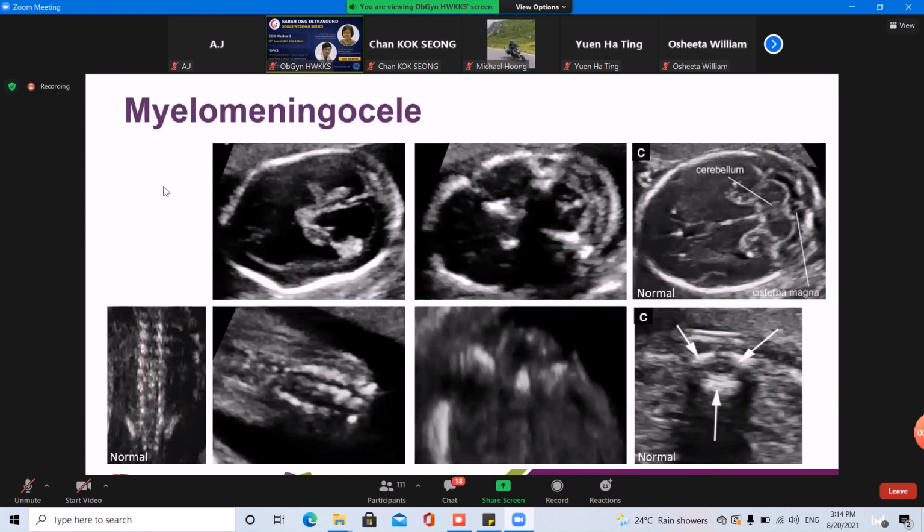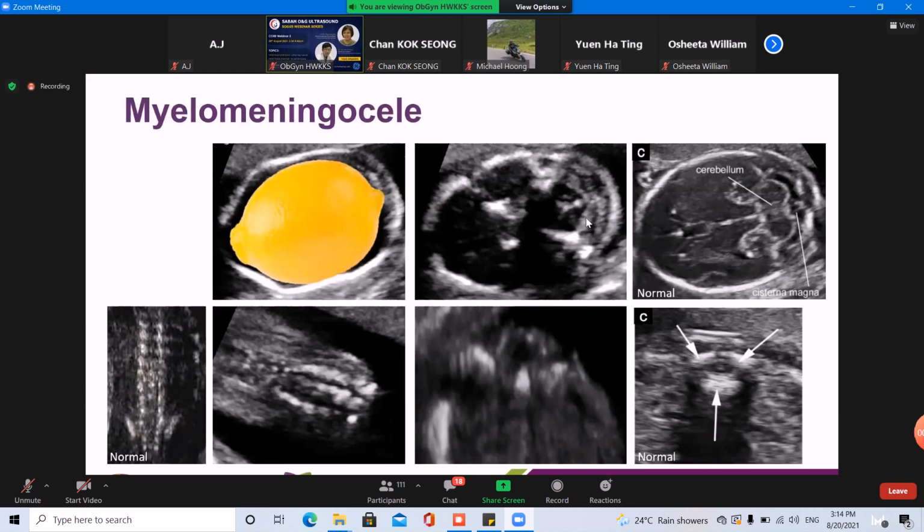So let me give you some real life examples. Now, this is an example of myelomeningocele. When you take a transverse section of the brain, you will be able to see first the ventriculomegaly, and second, the lemon head shape. And then when you look at the cerebellum in the posterior fossa, you would be able to see that instead of a dumbbell shape, the cerebellum is just like a banana.